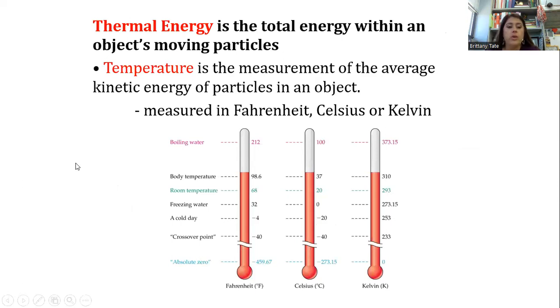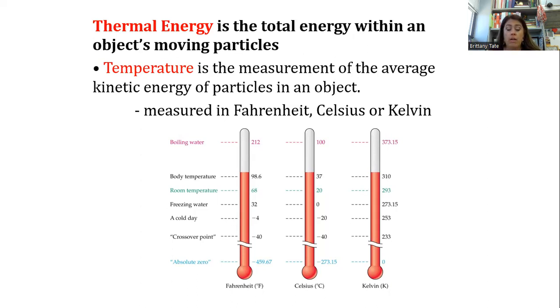All right, moving into energy. So one type of energy that we studied was thermal energy. Thermal energy is the total energy within an object's moving particles. And we measure this in temperature. So temperature is the measurement of the average kinetic energy of the particles.